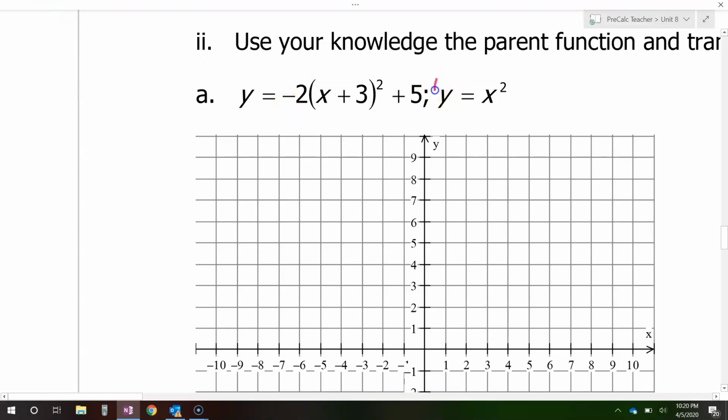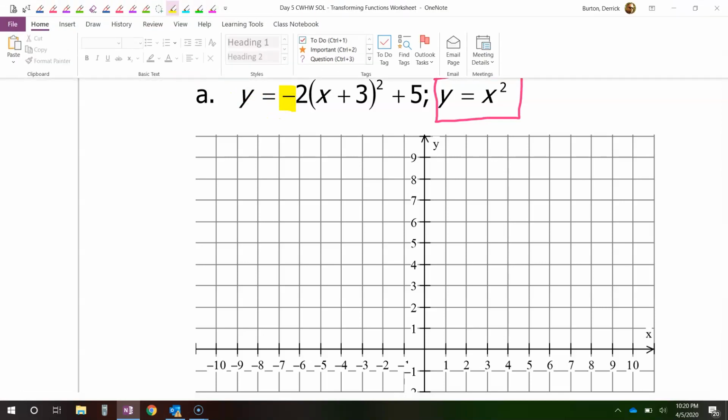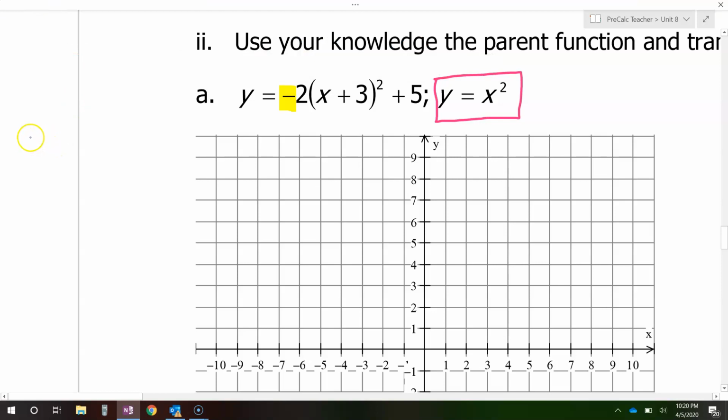The idea is that this is the parent function, y equals x squared. And now here we have transformations. There are actually four transformations going on right here. There's this negative sign, that is a reflection over the x-axis. So I'm just going to write that down, reflection over the x-axis. Then the 2 is its own transformation. That is a vertical stretch by a factor of 2.